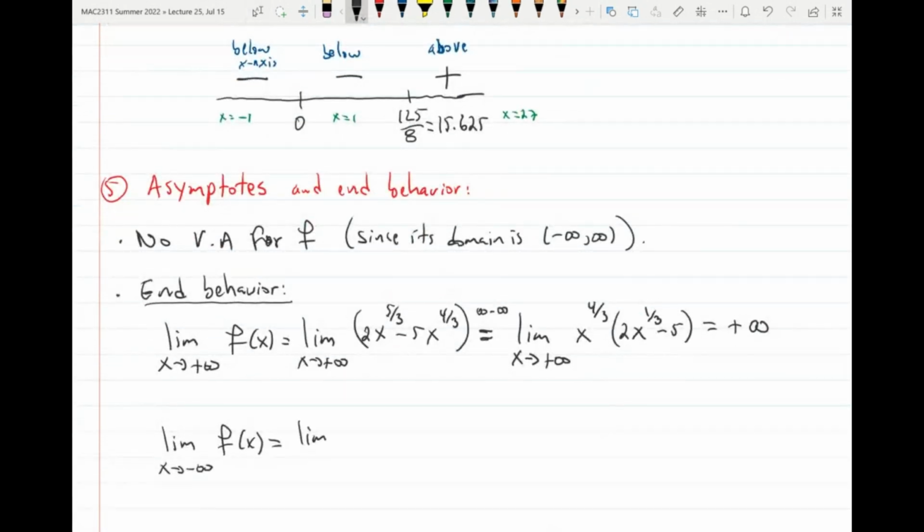And now here is a similar thing. So we have 2 times x^(5/3) minus 5x^(4/3). Once again, when x approaches negative infinity, this part here goes to negative infinity, but then this one is going to go to minus positive. So negative infinity. Okay, this is negative infinity, and then this one is going to be minus, and then x^(4/3), that goes to positive infinity because of the 4.